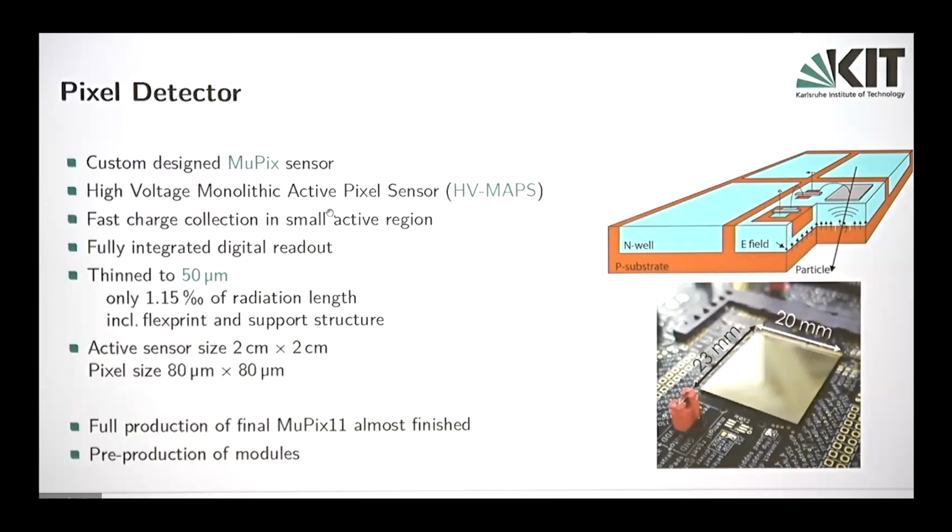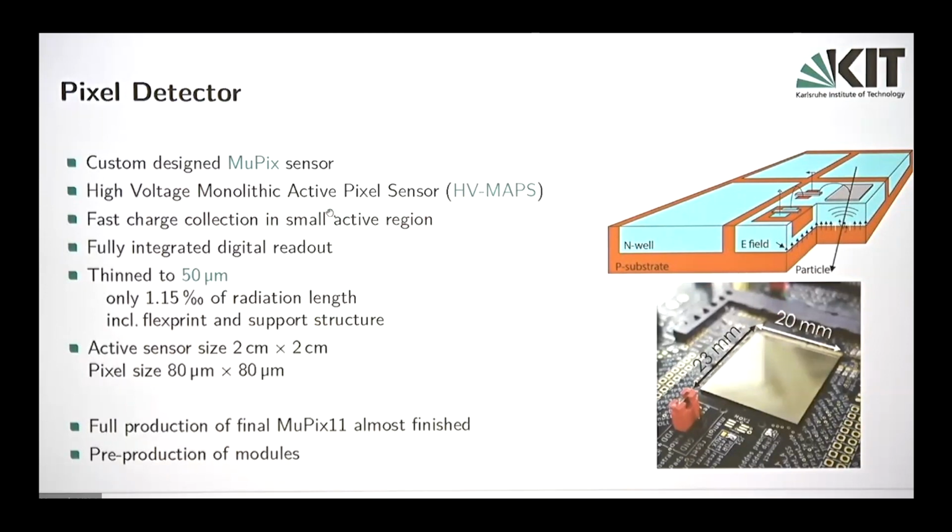And what you can do in this technology is you can have some transistors inside your pixel, so you can have electronics there, and you have fully integrated digital readout on the sensor chip. So not like the hybrid sensors where you need an additional readout chip. This is all in one chip.